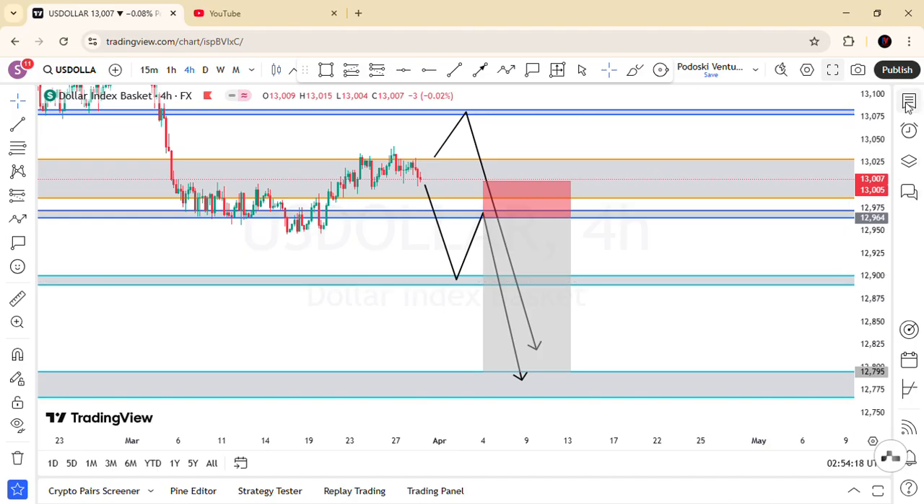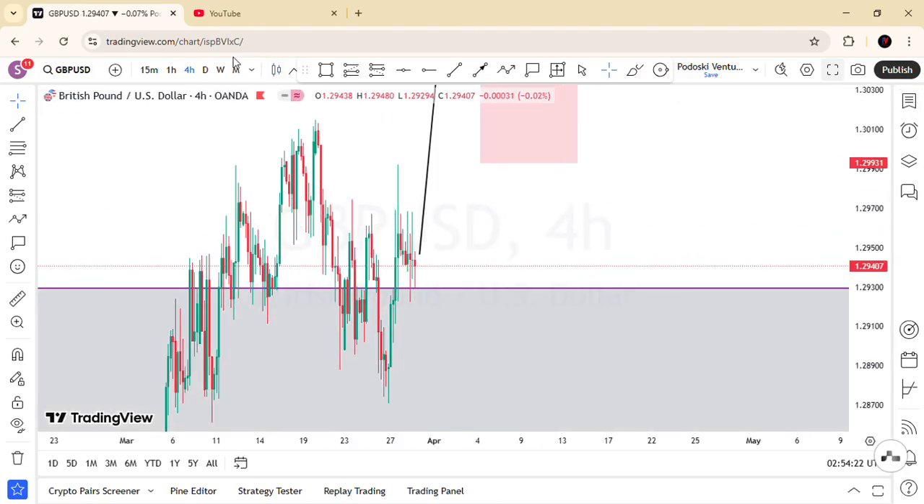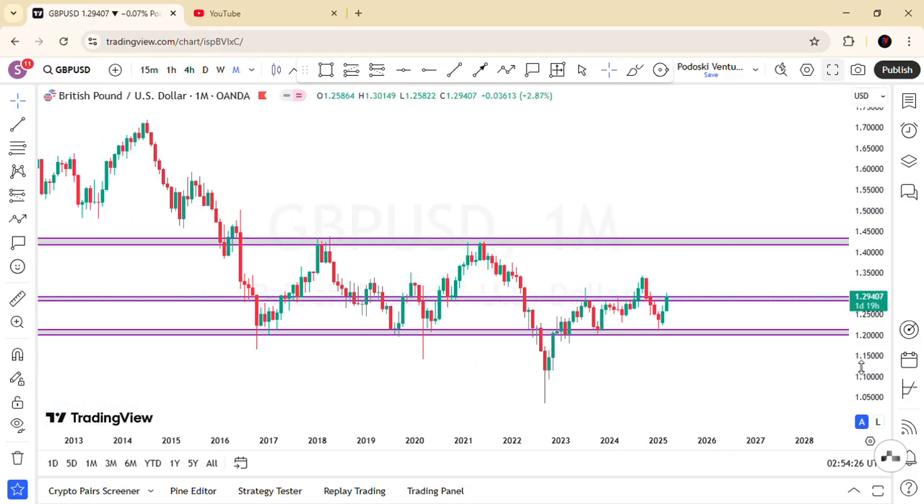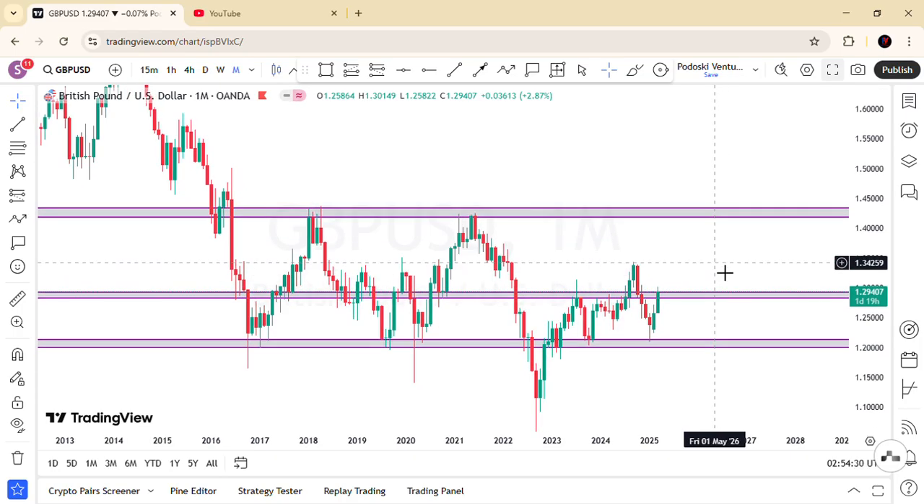Yeah, so the next pair on my list is GBPUSD. So right now on GBPUSD, we are currently in an uptrend.